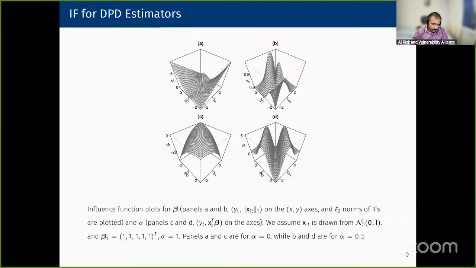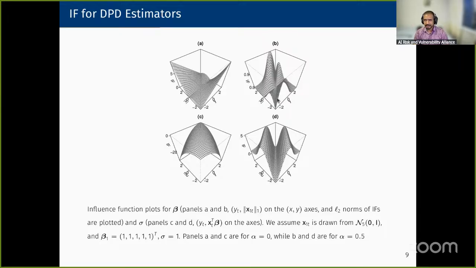So now, if you look at the influence function for the DPD estimates, you can actually see that they are bounded. So here is a little bit of side-by-side comparison of the influence function of the coefficient vector beta and the scale parameter sigma. For alpha equal to 0, which is the MLE, versus alpha equal to 0.5, which is the DPD estimator at alpha equal to 0.5. If we look side by side, we see that the influence functions in the first case, for both the parameters beta and sigma, are unbounded, whereas the influence functions are bounded for the DPD.